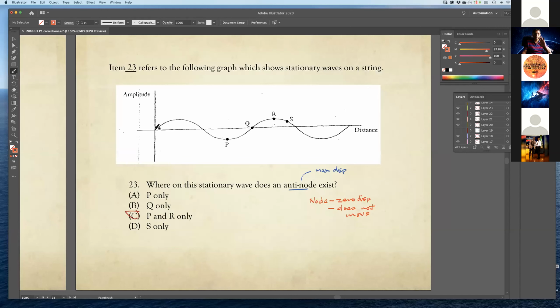If this is a stationary wave, we will have nodes in all of these positions. All of these points will be nodes. We know also that an antinode exists exactly midway between nodes. So an antinode will exist at this point. This point will experience maximum positive and maximum negative vibration, because it's midway between the two nodes. So P and R would clearly be antinodes. Not S, and clearly not Q either. We good?